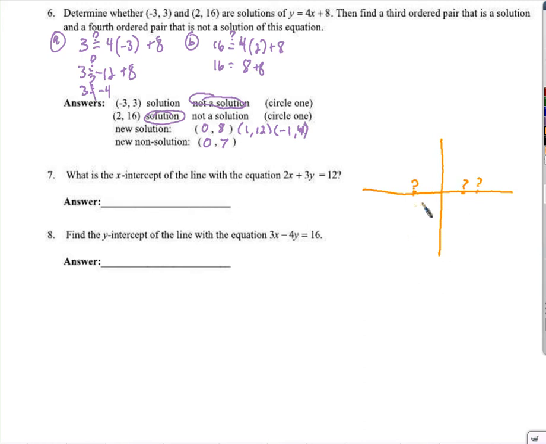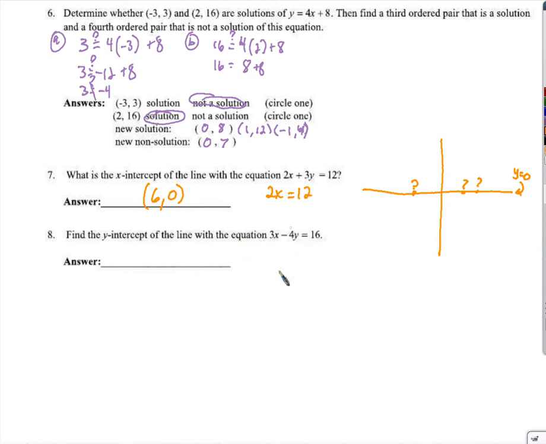Well, it's simple enough to find out because I know when I'm on the x-axis, what is true? All along the x-axis, y is 0, right? I'm not up in here. I'm not down here. I'm right on the x-axis, which means my y value is 0. So I plug in 0 for y, and what happens? This term goes away, and I get 2x equals 12, and x equals 6, so the x-intercept is (6, 0). Right, go over to 6, don't go up at all, stay on the x-axis, put a point, that's your x-intercept.